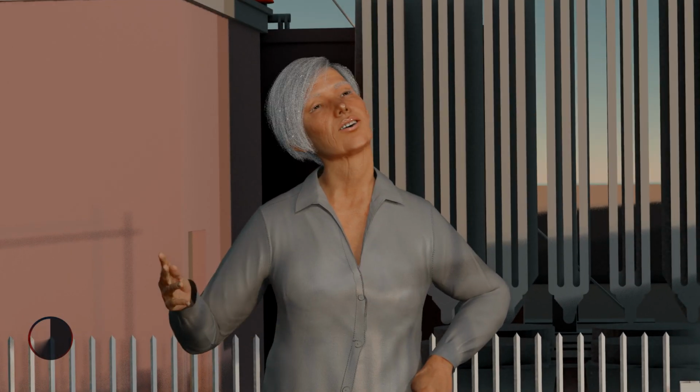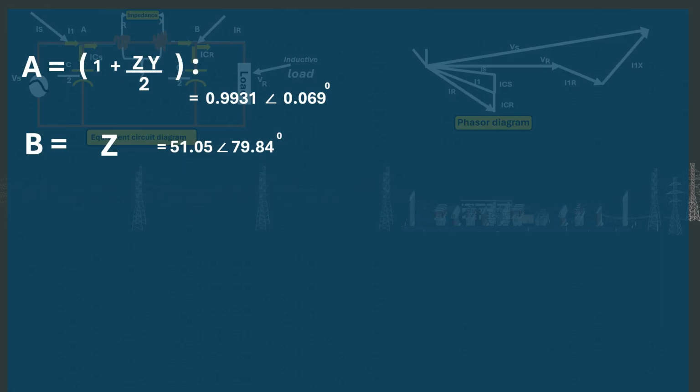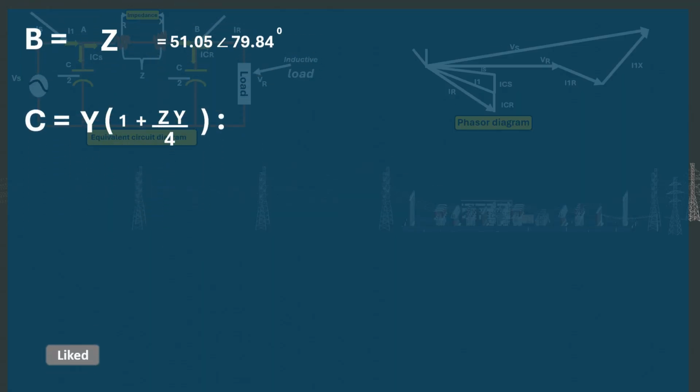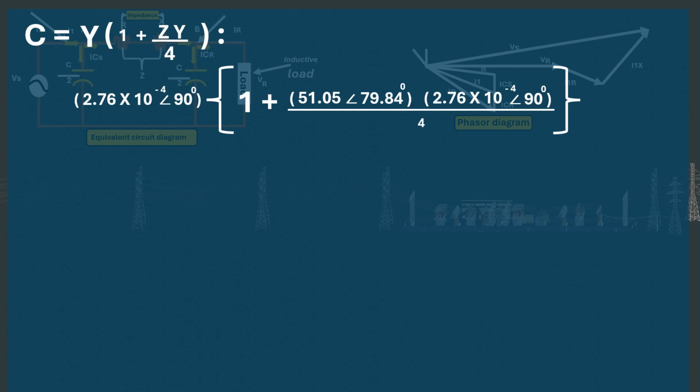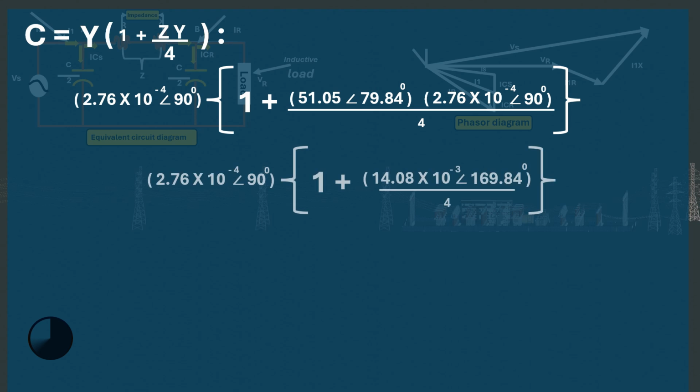We can also calculate for the C parameter. That is, C parameter is equal to admittance multiplied by open bracket 1 plus impedance times admittance all over 4 close bracket. When we substitute our values in, we will have this here. Now, when we multiply the polar form at the right-hand side, we will have this here too. And when divided by 4, we will have this next.